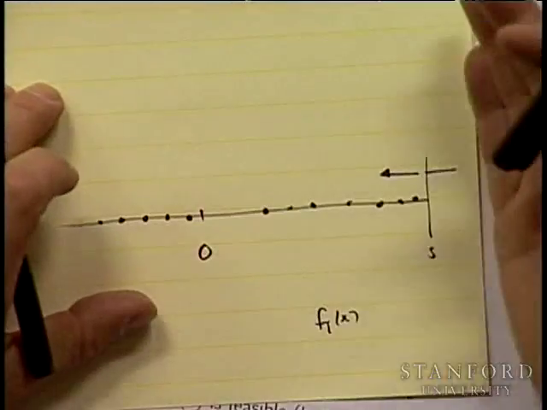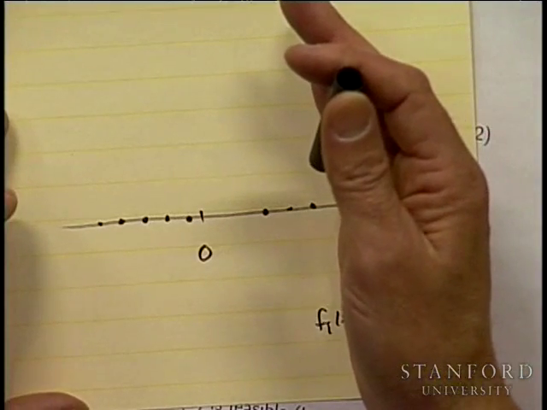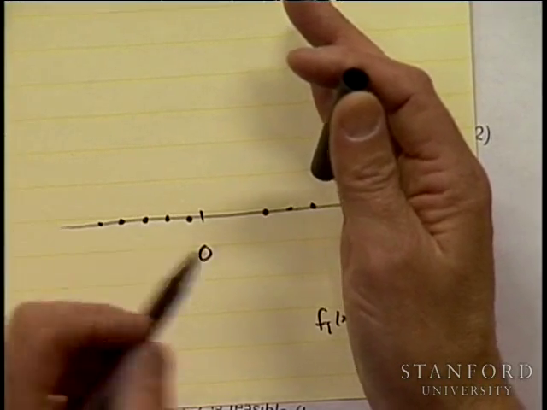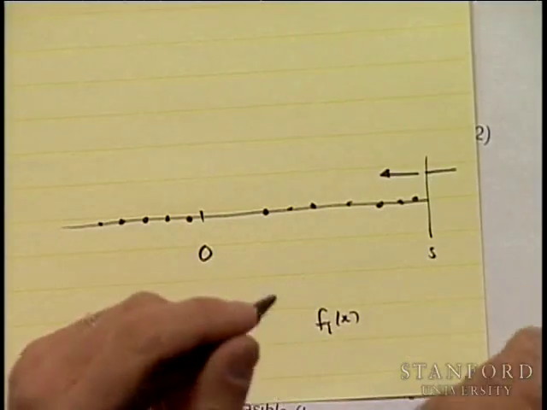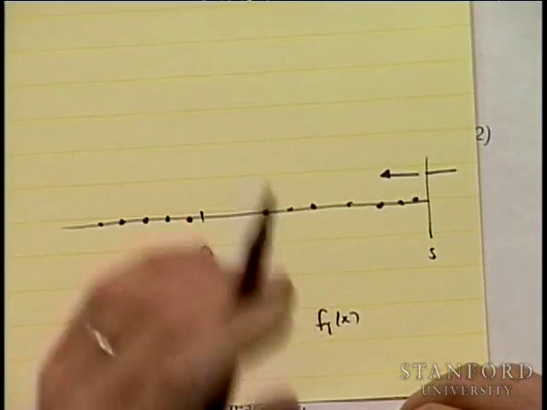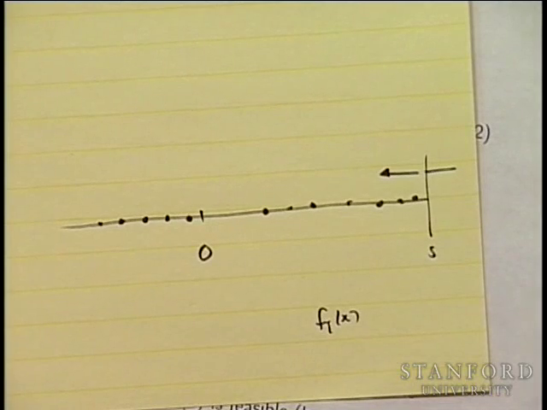Okay? Now, suppose the problem's infeasible, though. You're going to push and push and push, and you're going to stop because you can't find a point that has all the Fi's negative. When you stop, what do you imagine is going to happen? Suppose when you stop, S star is 1. What do you think this plot is going to look like?